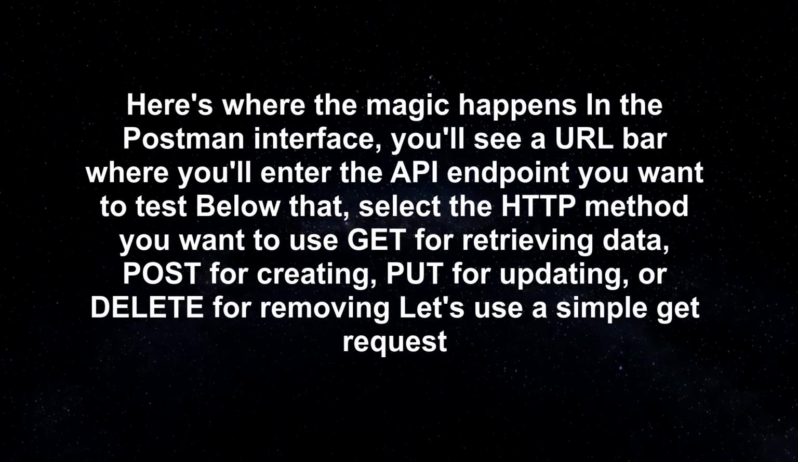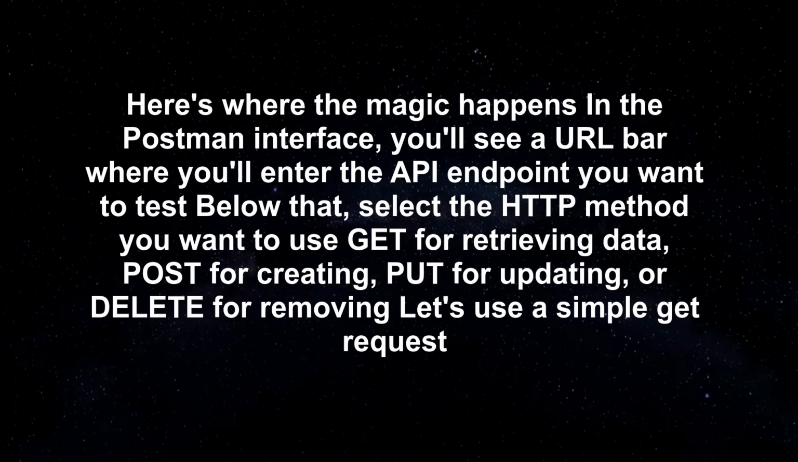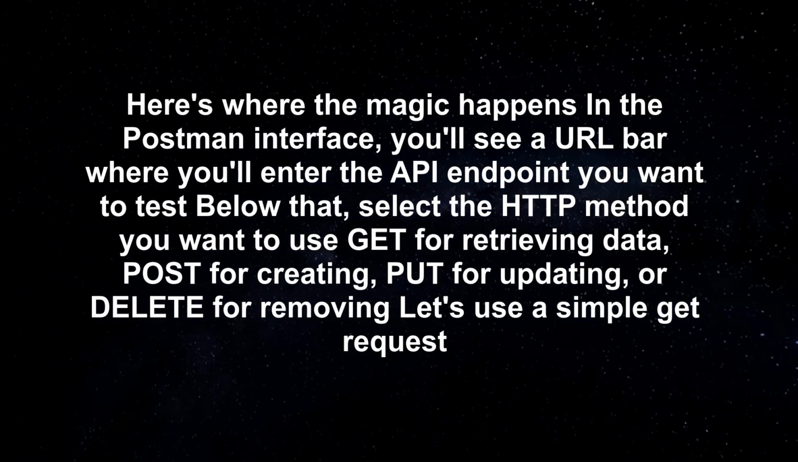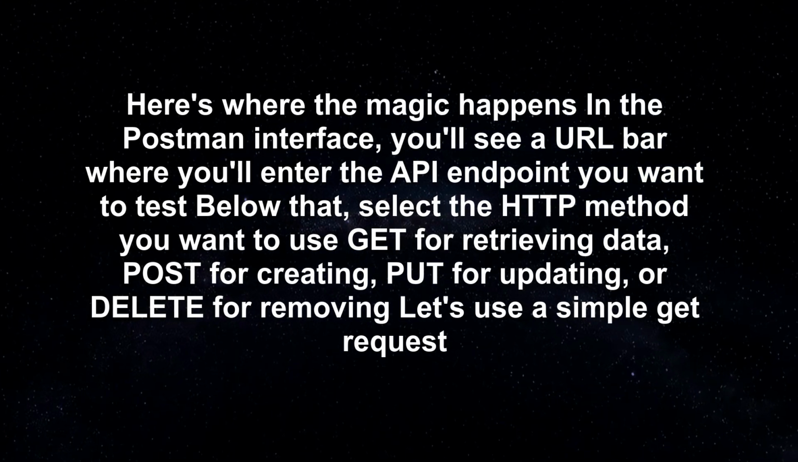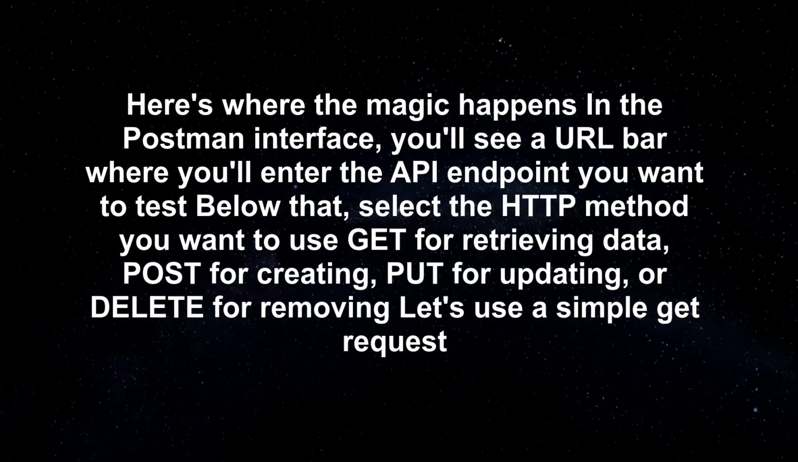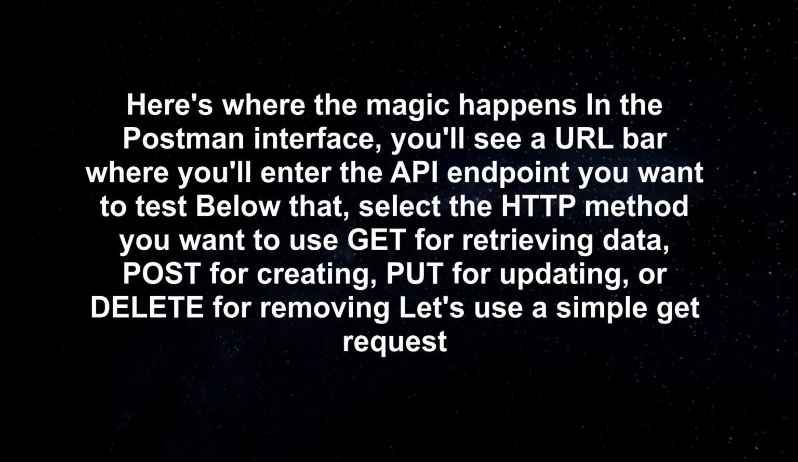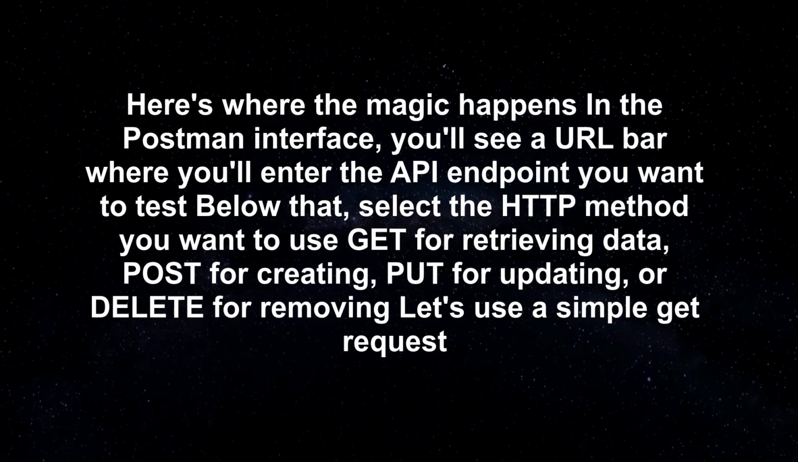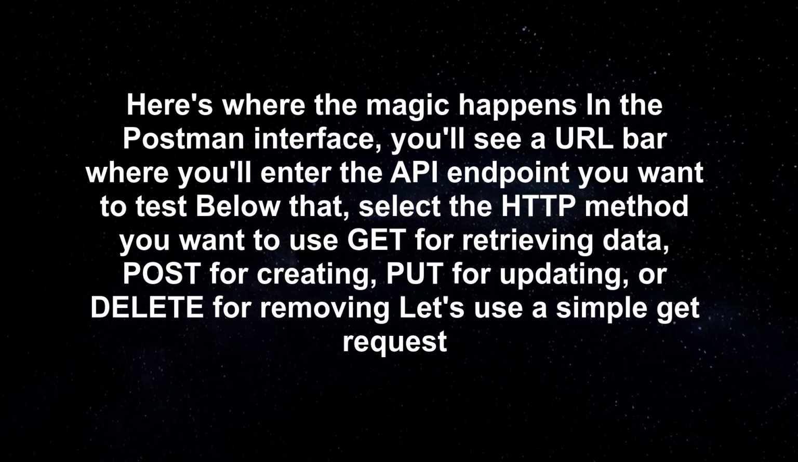You'll see a URL bar where you'll enter the API endpoint you want to test. Below that, select the HTTP method you want to use: GET for retrieving data, POST for creating, PUT for updating, or DELETE for removing. Let's use a simple GET request.